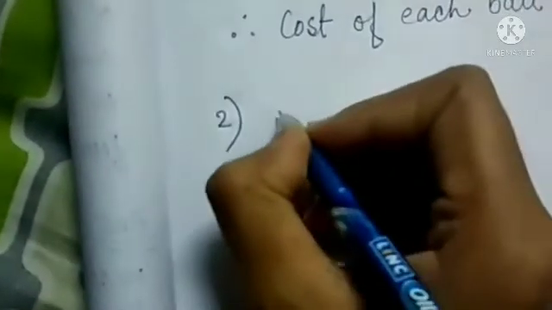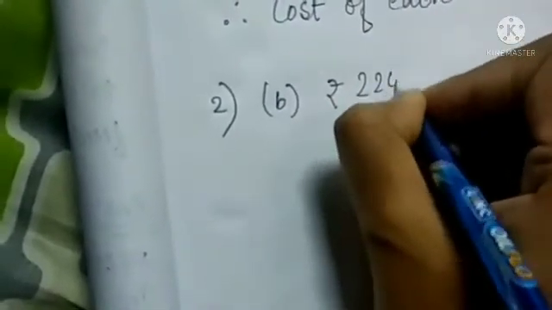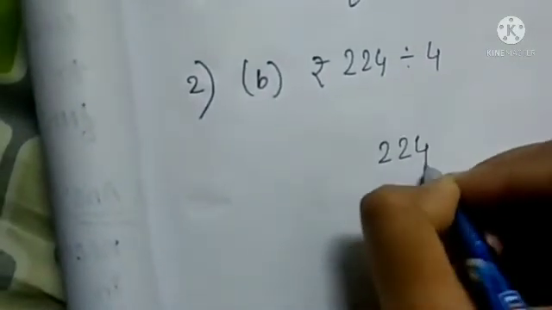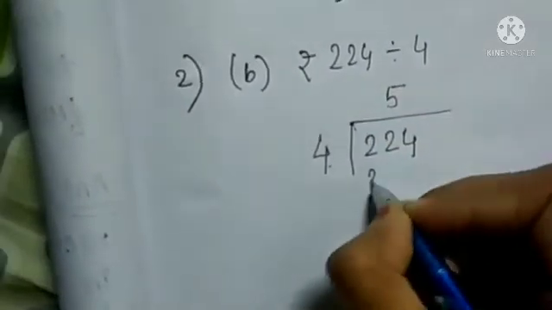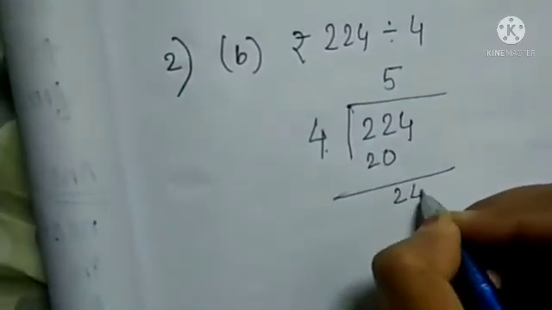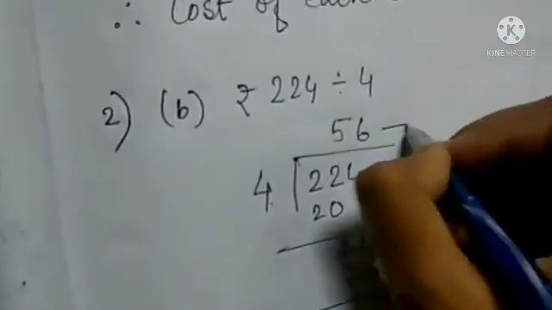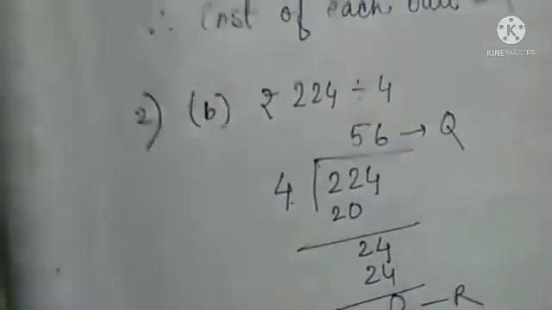Now question number 2. Divide the following. Some rupees are given, so here also I will do B number. It is given 224 divided by 4. It's very easy. Here you have to write it and then divide it by 4. 4 fives are 20 and here 24, so 4 sixes are 24. So you get your quotient. In this way you can write it. Let's do one more.